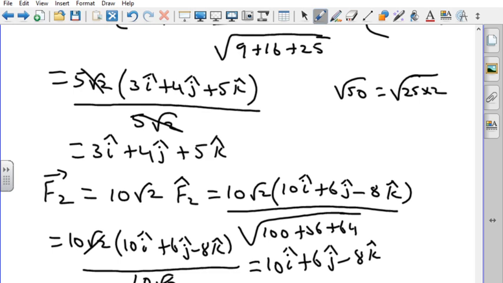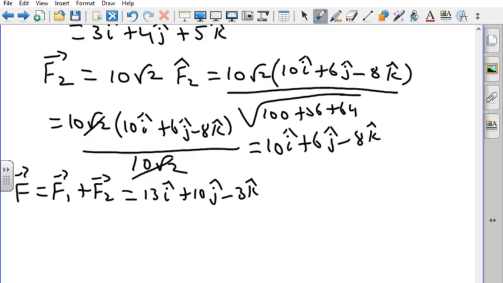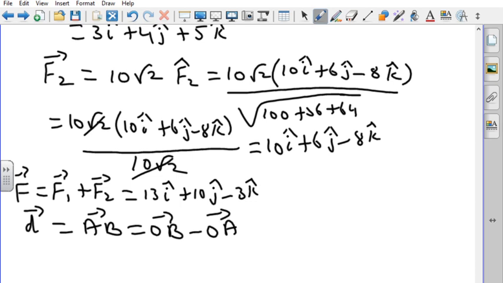Then a force is given, acting on a particle which is displaced from the point with position vector 4i cap minus 3j cap minus 2k cap to the point with position vector. So we have to find now the displacement. Displacement d vector is equal to AB vector, which is nothing but OB minus OA. O is the origin of vectors that we have taken here. So OB minus OA, where OB is the to-point and OA is the from-point.